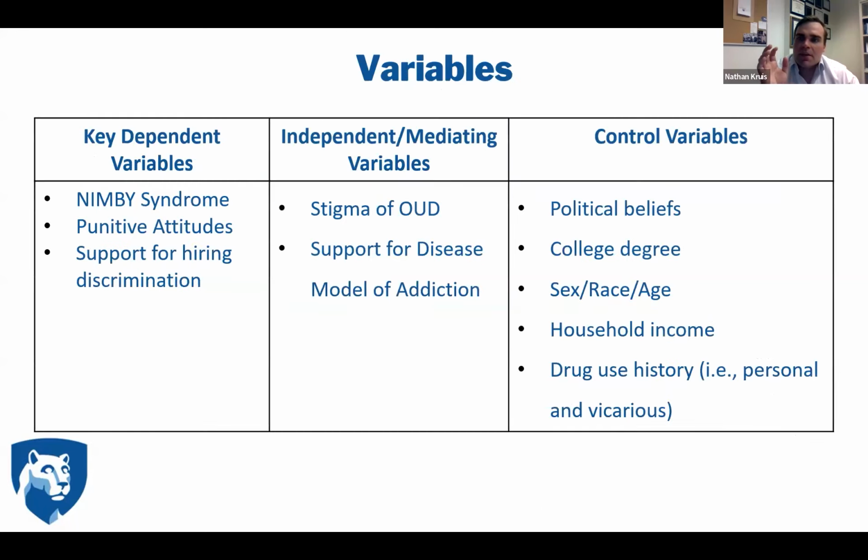And then finally here, we're looking at supporting employment discrimination for individuals who are in recovery and are prescribed MOUD. And we find a similar path again, that support for the disease model of addiction is a negative predictor of stigma, whereas support for the moral model of addiction is a positive predictor. And that stigma in turn predicts support for employment discrimination.